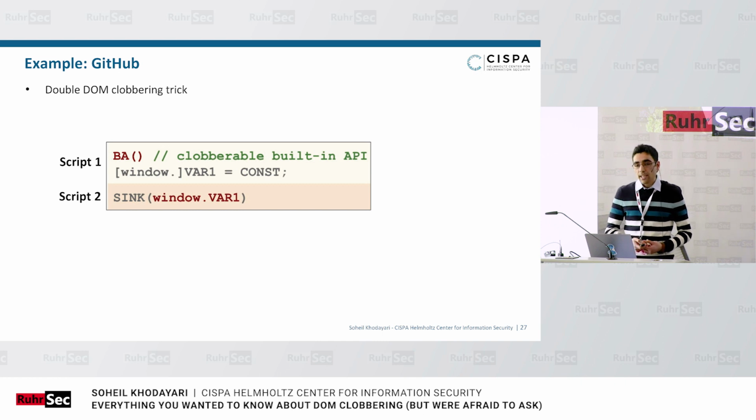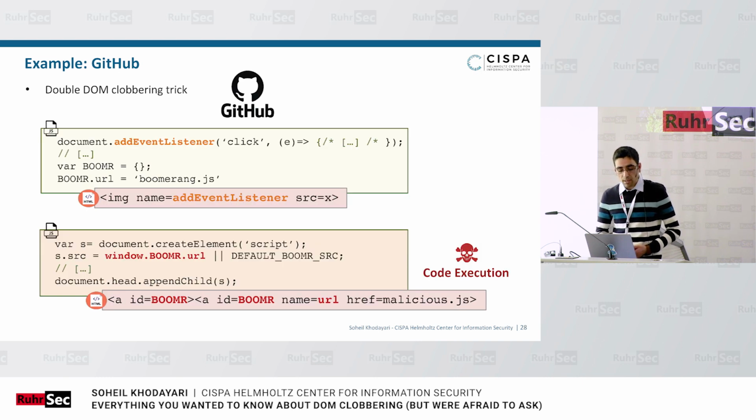And essentially, attackers can clobber these by injecting 2 different payloads. So in the case of GitHub, there was a function addEventListener, which is clobberable in the first script. And then there was a variable called boomr, which is for loading the Akamai Boomerang library. And attackers could have clobbered this by just having an image tag with name addEventListener.